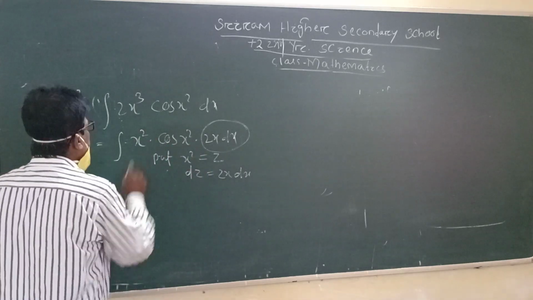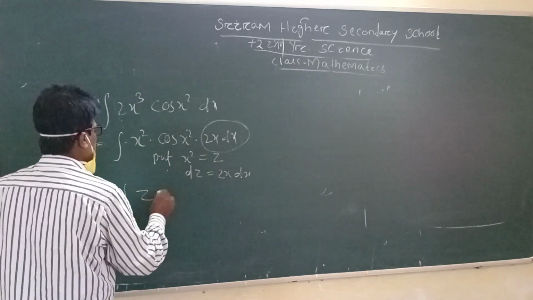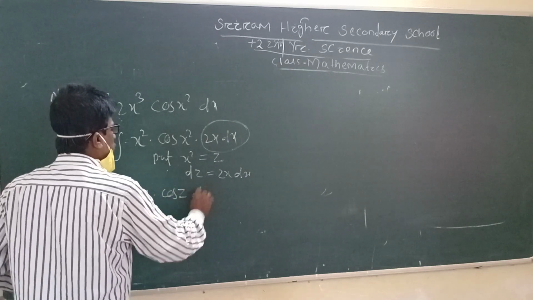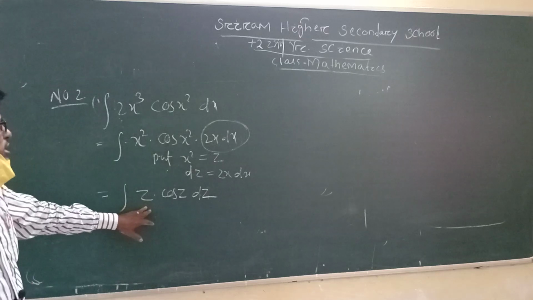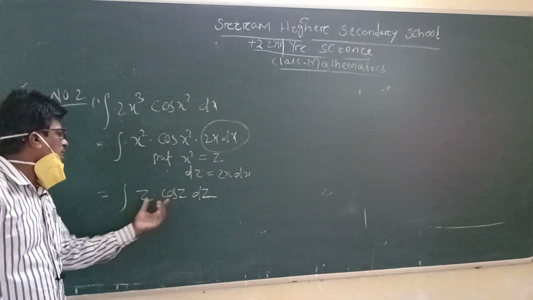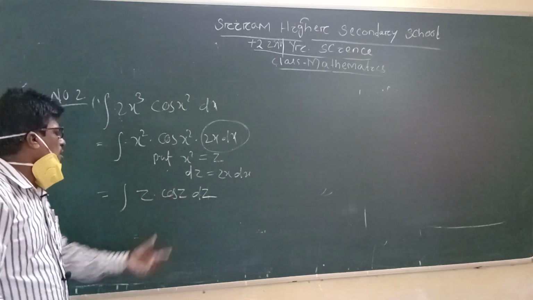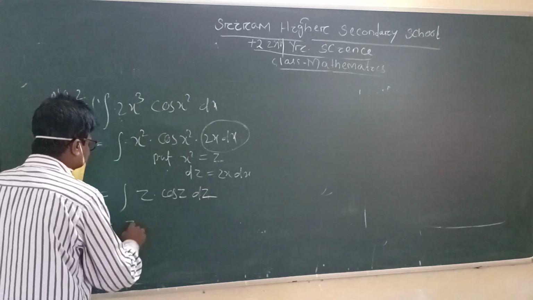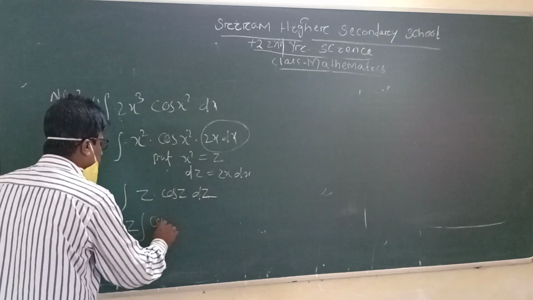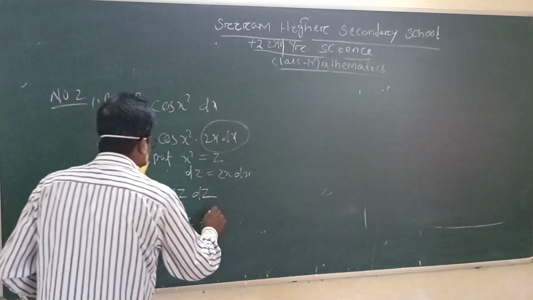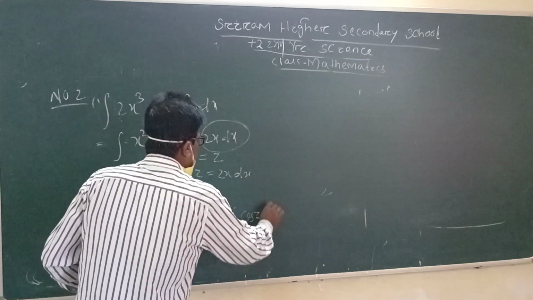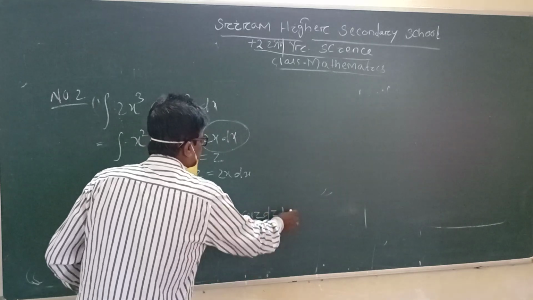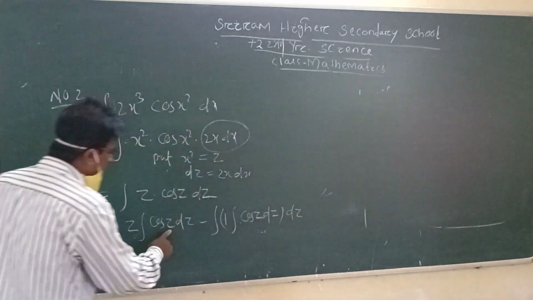So now it is z into cos z, 2x dx is equal to dz. Now it is algebraic and that is trigonometrical. So that is first function and that is second function. So integrating z, that is first function constant, integration of cos z dz minus derivative of z is equal to 1, integration of cos z dz whole dz. That is equal to, integration of cos z is equal to sin z.